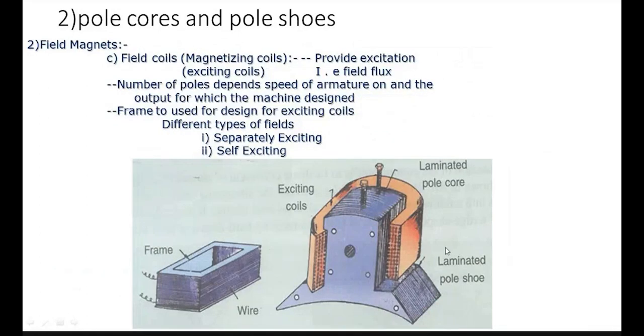Next, the field magnet. The field magnet is made up of field coils or magnetizing coils. It provides the excitation. The number of poles depends upon the speed of the armature and the output for which the machine is designed. There are different types of field winding excitation: separately excited and self-excited.